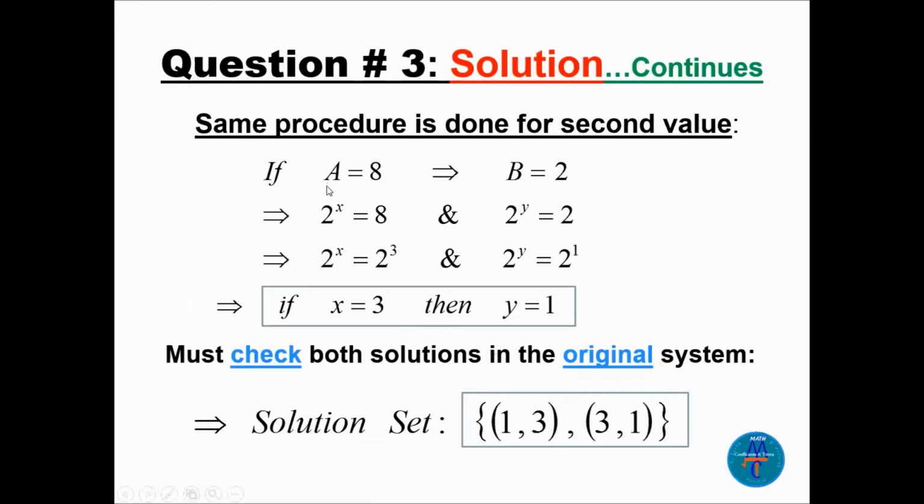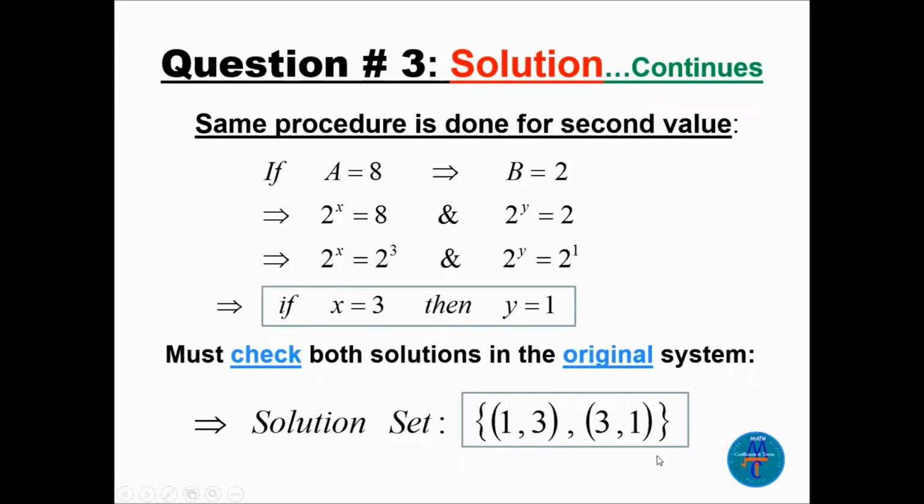Now we do the same procedure. If A is equal to 8, this implies B is 2. So from this, I can find X equals 3. From this, I can find Y is 1. So you must check both solutions in the original system. You have to do it yourself. Then the solution will be (1, 3) and (3, 1), 2 points.